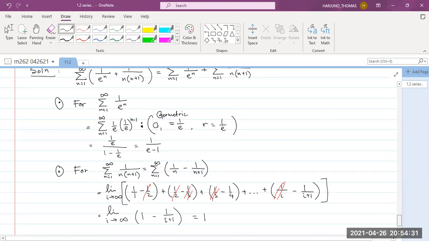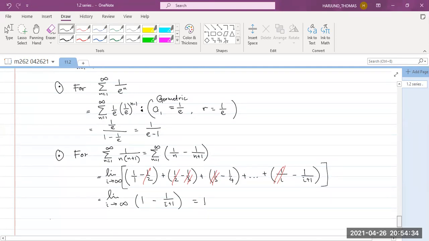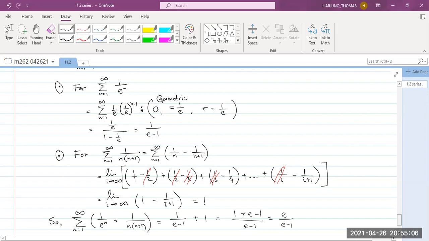Okay. So the series n equals 1 to infinity of 1 over e to the n plus 1 over n times n plus 1. This is equal to 1 over e minus 1, plus 1. It's e over e minus 1.